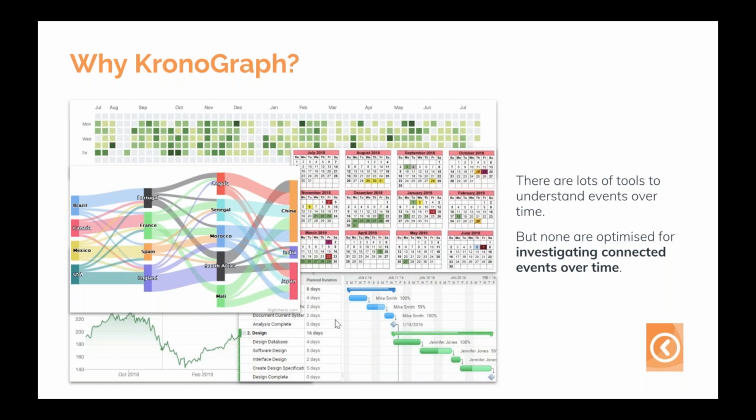And then there at the bottom left, you see an example for a stock ticker, where you're tracking something's value over time. But again, you're not really able to understand causality or connections between items. You're just looking at a single item's value. So none of these are particularly the right way of investigating connected data over time.